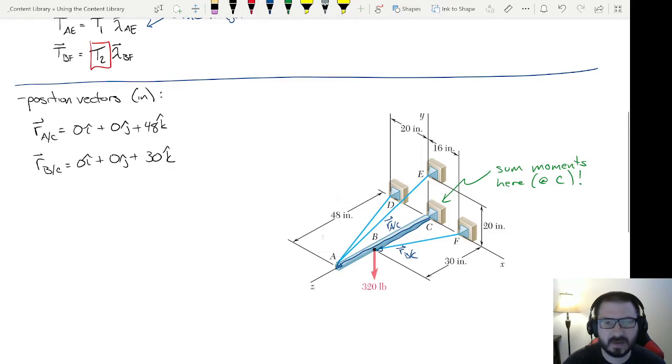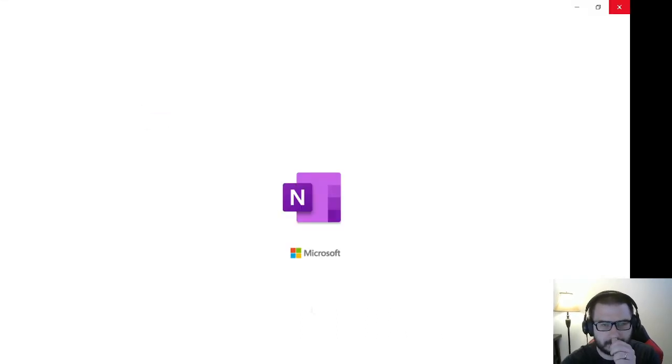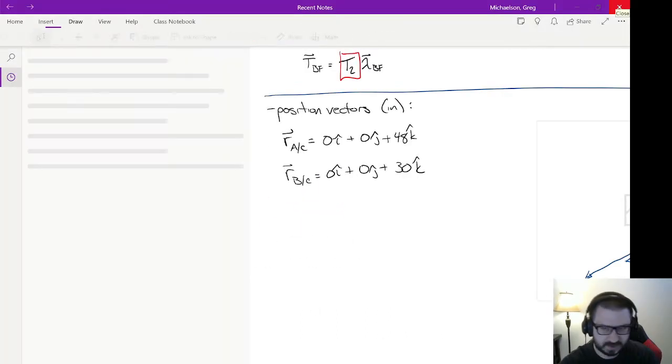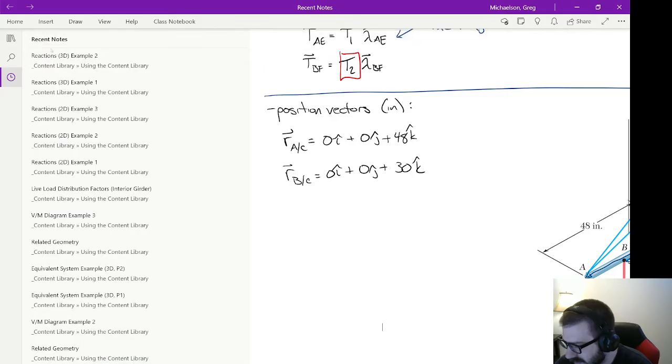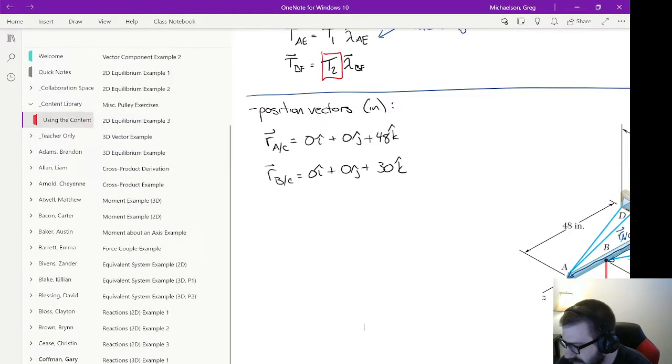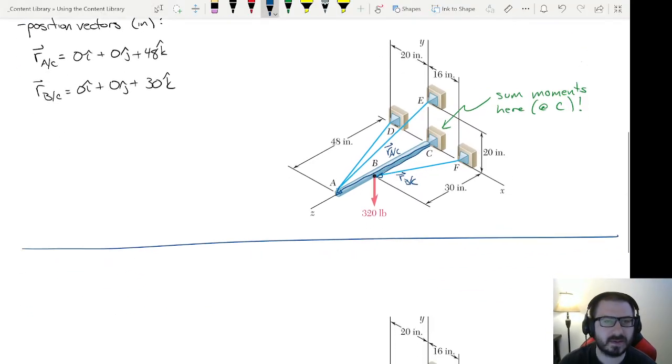Hold on, I think it froze up on me again. Sometimes OneNote can be a little tricky like that. My apologies for that. I'm not sure why it does that. For some reason my pens don't want to select.